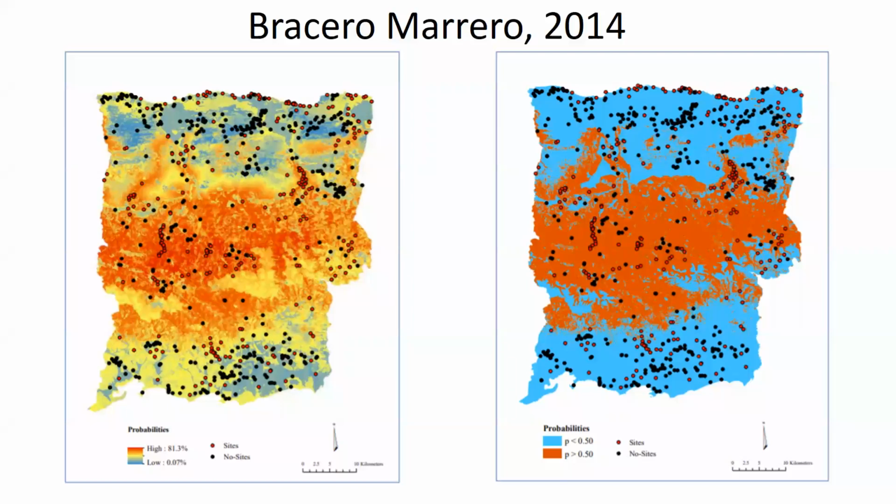So on the left, you see the full probability surface, which is the result of the suitability analysis. And on the right, in the blue and red, you see the probabilities above 0.5 and below 0.5. And the sites are the ones that had been sampled. I don't know if she was the one who sampled all of them, but the red ones actually yielded a dig site, and the black ones did not yield a dig site.